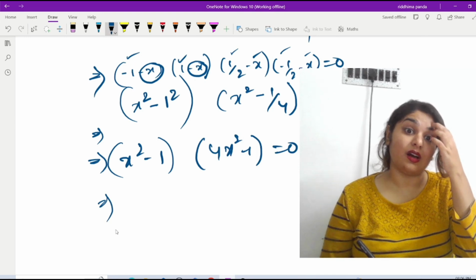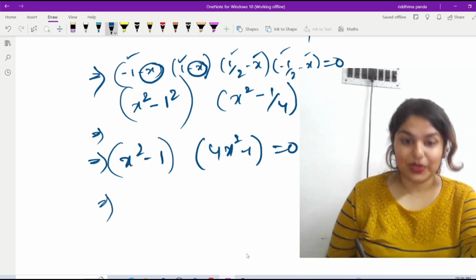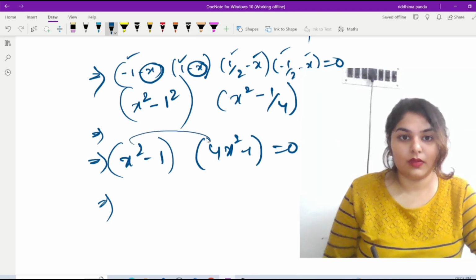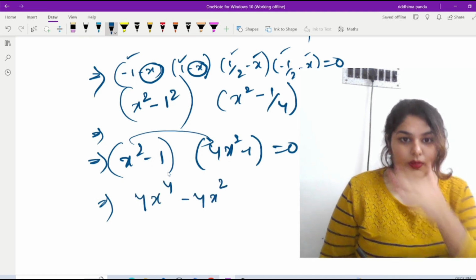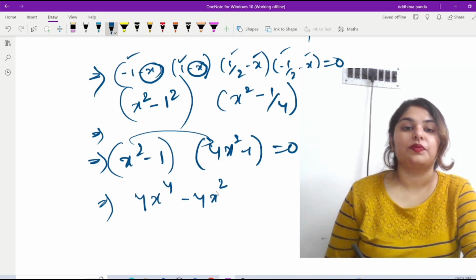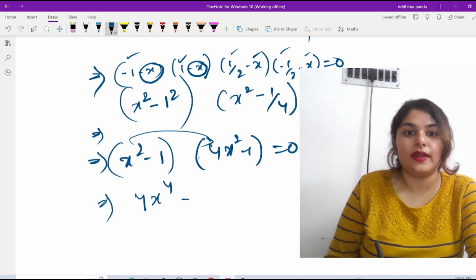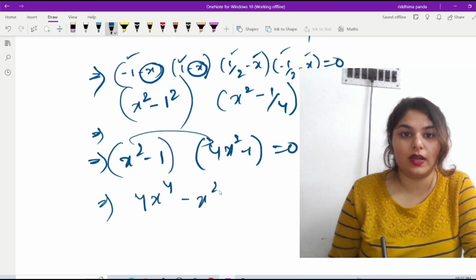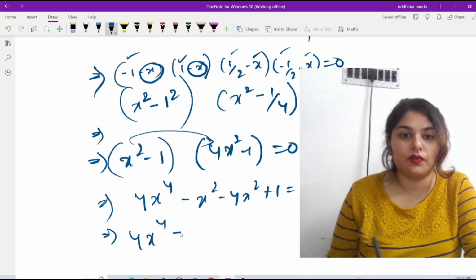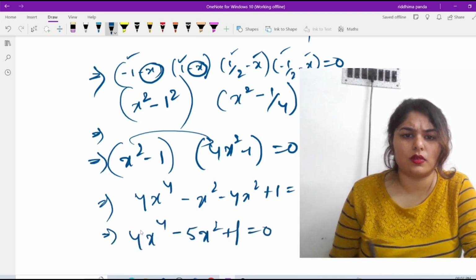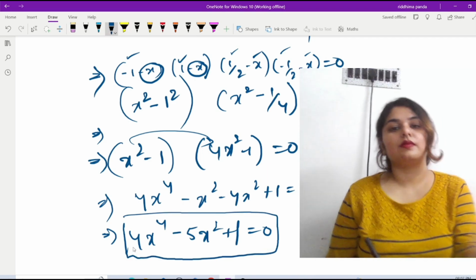That is our quadratic equation here. Now let's multiply: x square into 4x square, that is 4x to the power 4, minus x square minus 4x square plus 1 is equal to 0. So this becomes our 4x to the power 4 minus 5x square plus 1 is equal to 0.